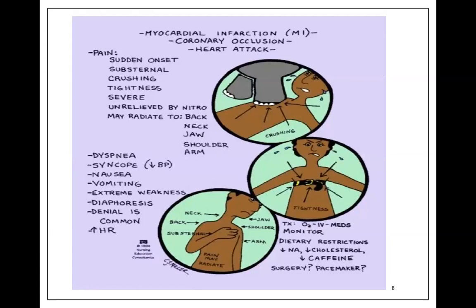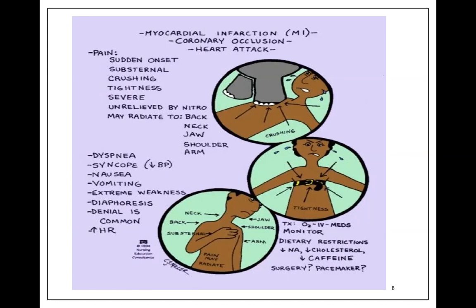Now, usually in an MI, people will present with chest pain, and it's generally described as crushing in the substernal area. Sometimes tightness. People oftentimes will describe it as an elephant standing on my chest. Those are very common words around someone having an MI. And it also radiates. So frequently it is in that chest area where people are pointing to that substernal area, but also saying that it is radiating up into their back, their neck, their jaw, maybe their shoulder and down their arm.